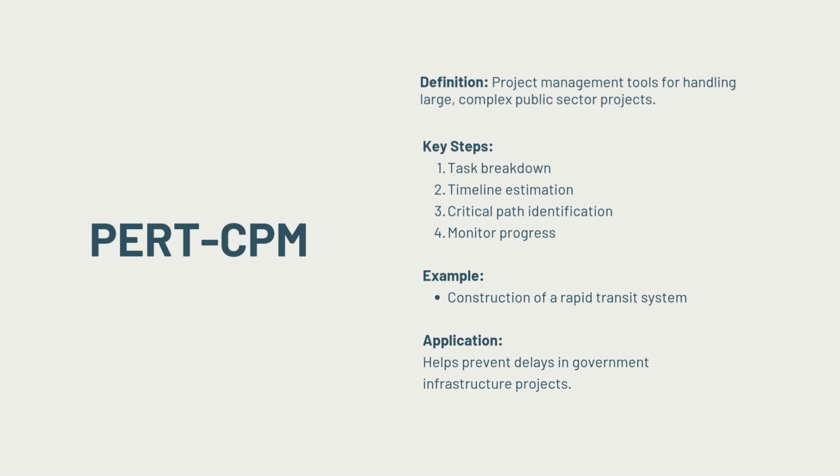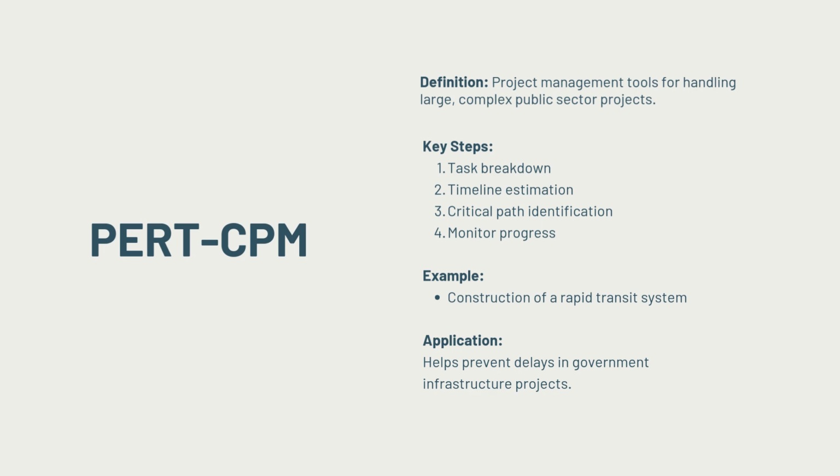Third step in PERT CPM would be creating a network diagram. After identifying the tasks and their timelines, we map them out in a sequence to understand how they relate to one another. Some tasks can be done simultaneously, while others must wait until a preceding task is completed.